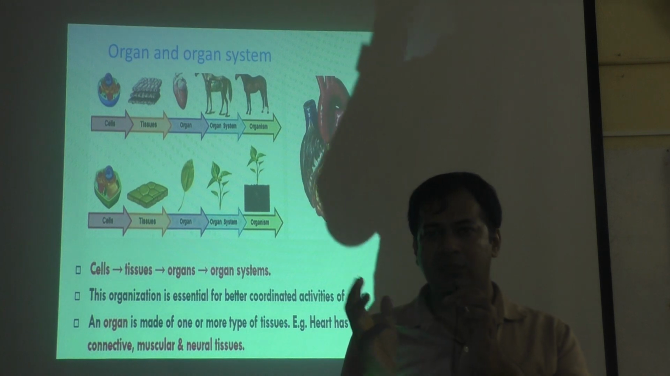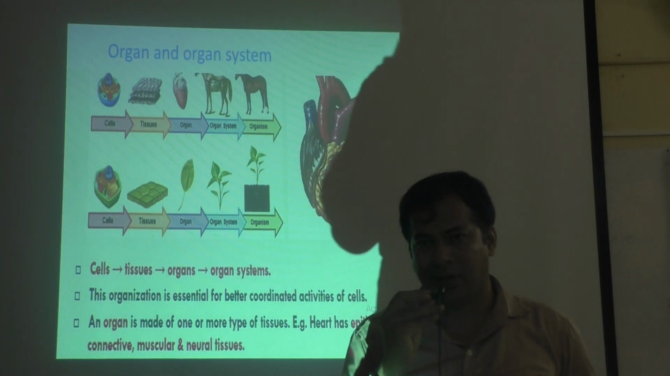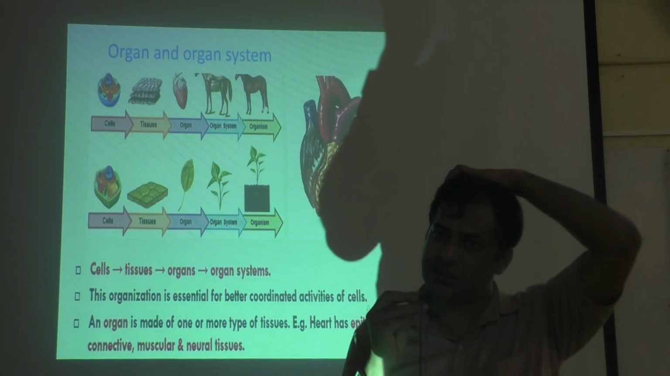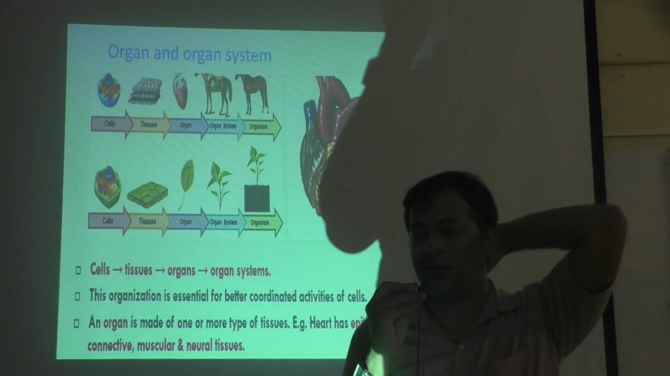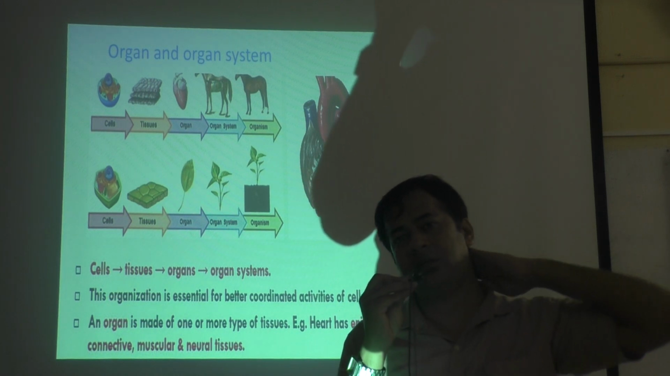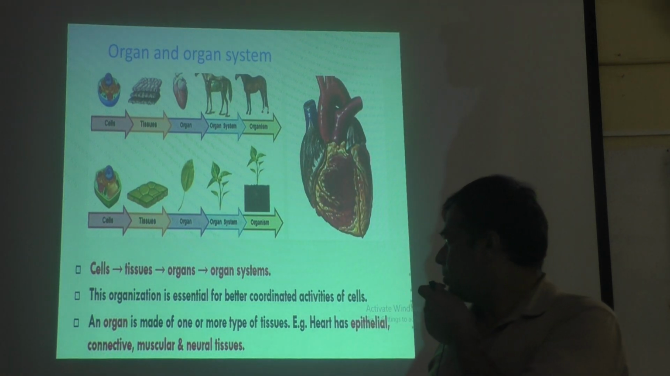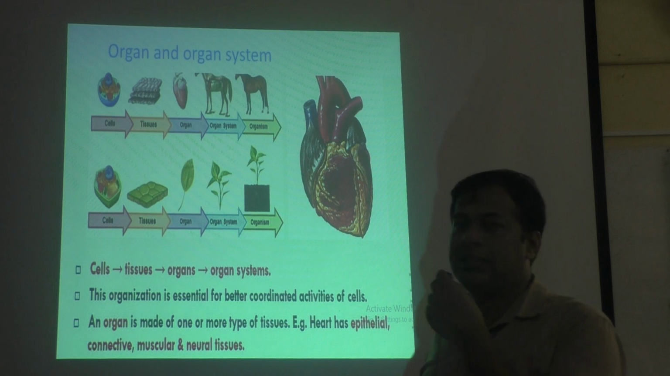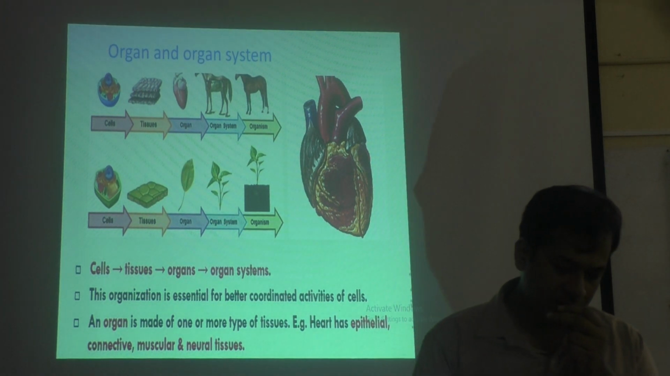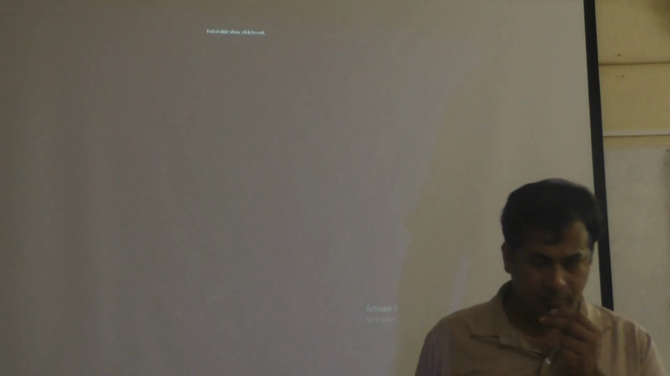Like that, many organs are there in our body, like kidney, liver, heart. Liver is a gland. So many organs together form one body. So that is the organization in the human body. That is called organ and organ system.